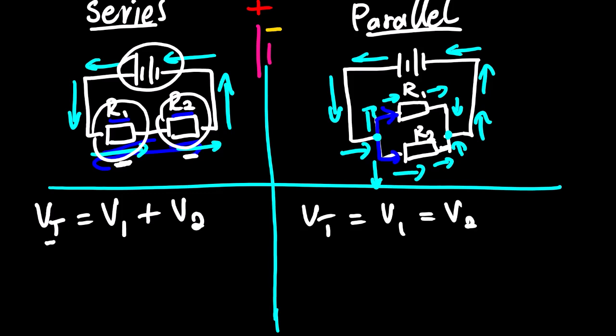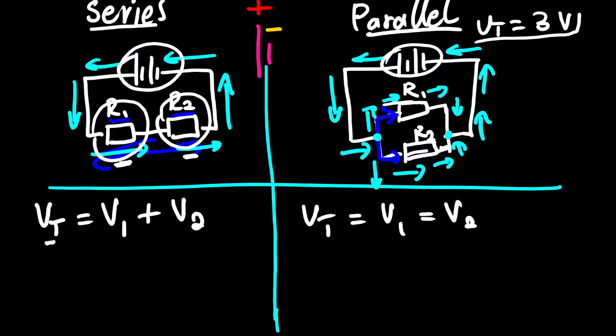So it simply means that the total voltage supplied by the battery will be equal to the potential difference across R1 and the potential difference across R2. So if, let's say, the battery produces 3 volts, it means the voltage across R1 will be 3 volts, the voltage across R2 will also be 3 volts.